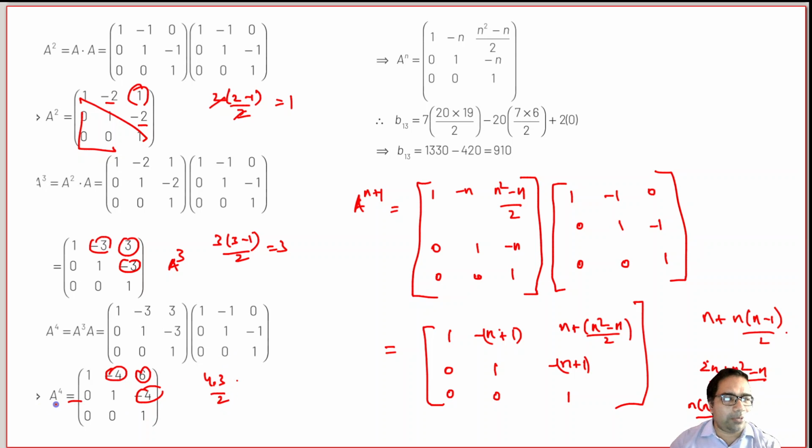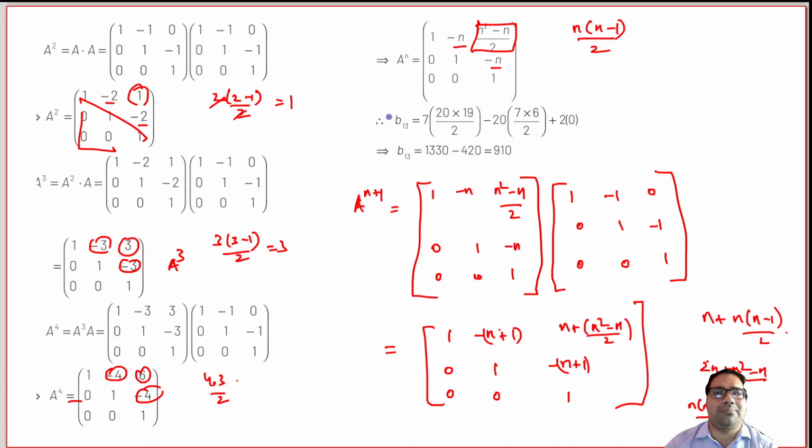So clearly we are able to see one pattern. What is that pattern? A power n equals, the diagonals are anyway ones, and these three are zeros, and this one is minus n, this one is minus n, and this one is n into the previous number, n minus 1 by 2. That is this element. We are concerned about this element only. Now if you want to prove this, we have shown this for 2 and 3 only.